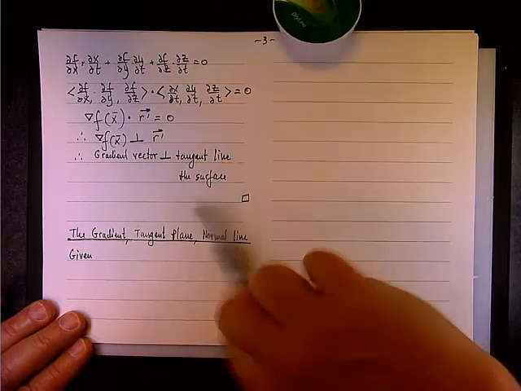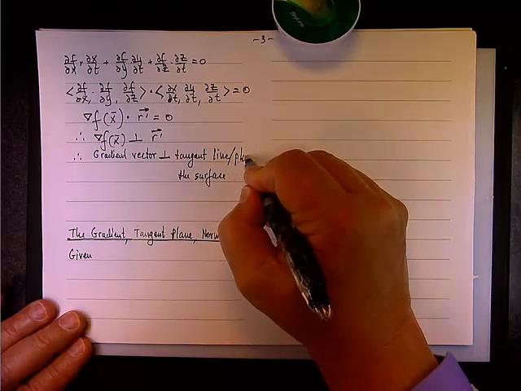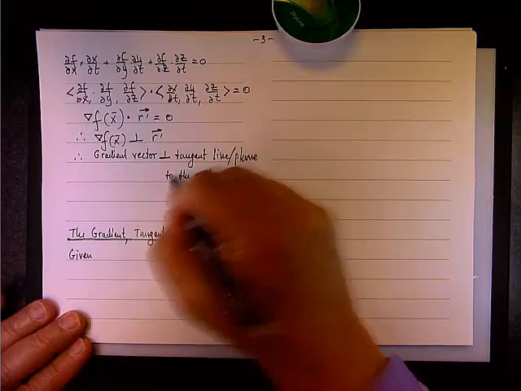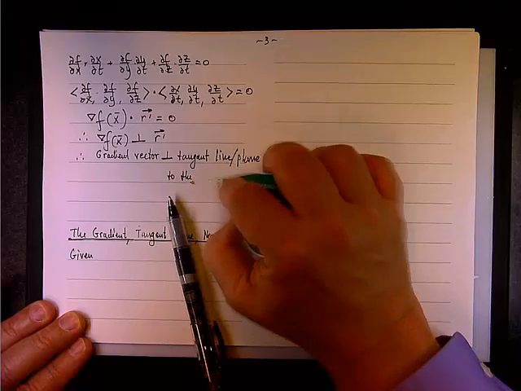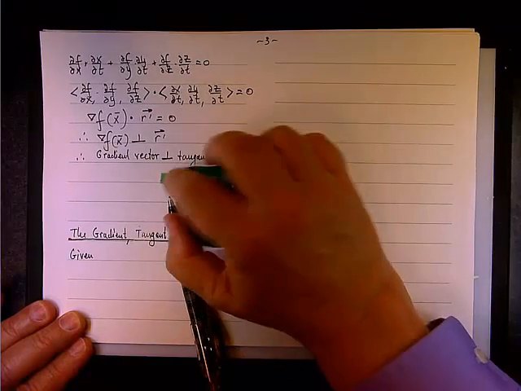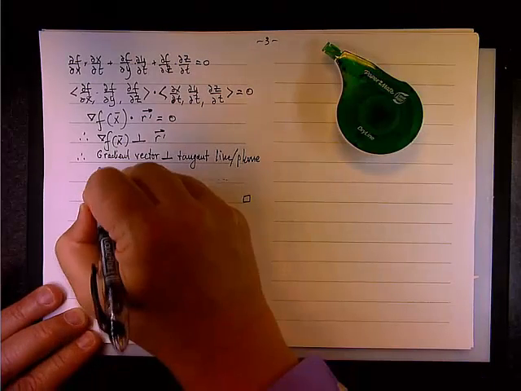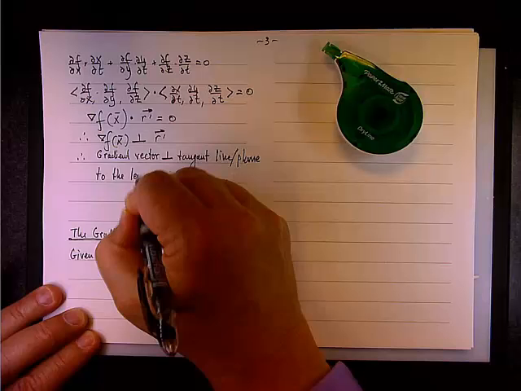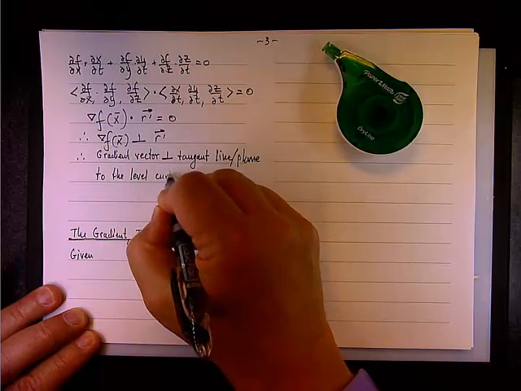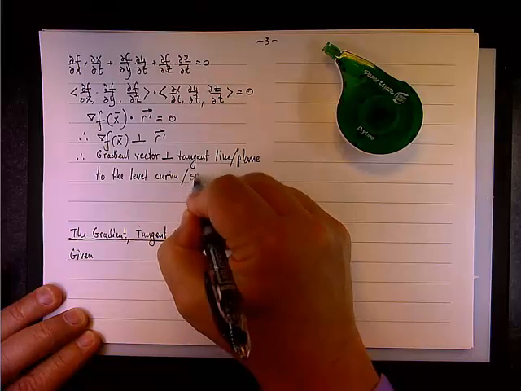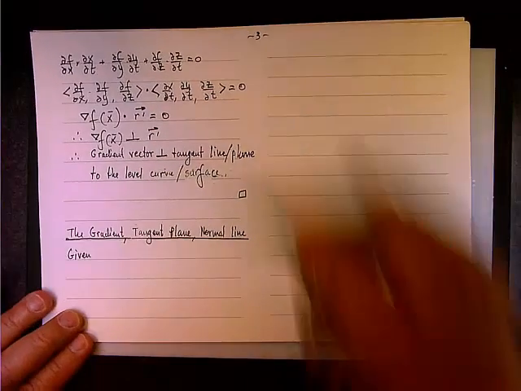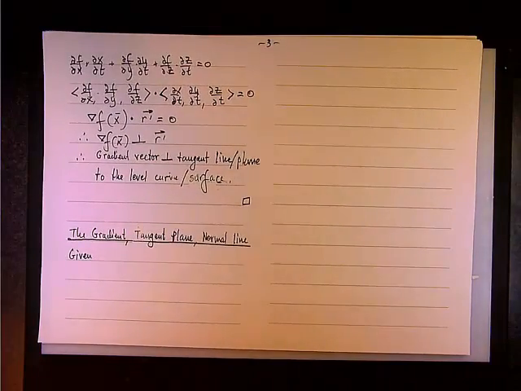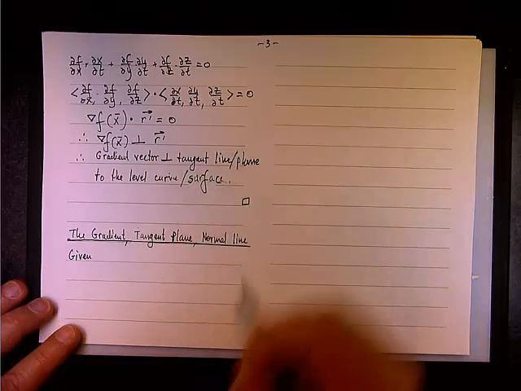So I can, you know what, I can do slash line slash plane to a surface. So I'll do curve. I'll generalize it and I'll say to the level curve slash surface. This particular proof was given for a surface because it was a function of x, y, and z. But you can drop the z and it becomes a curve and it becomes a line. All right?